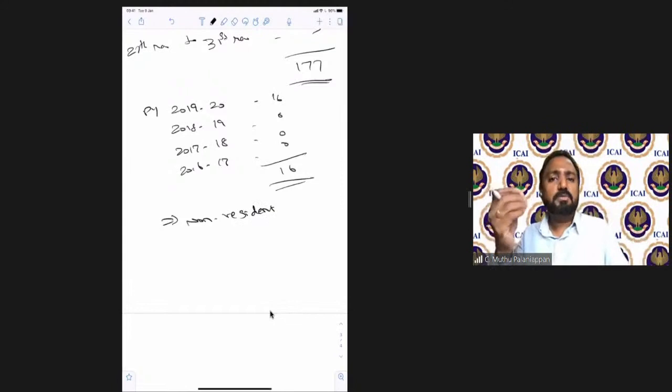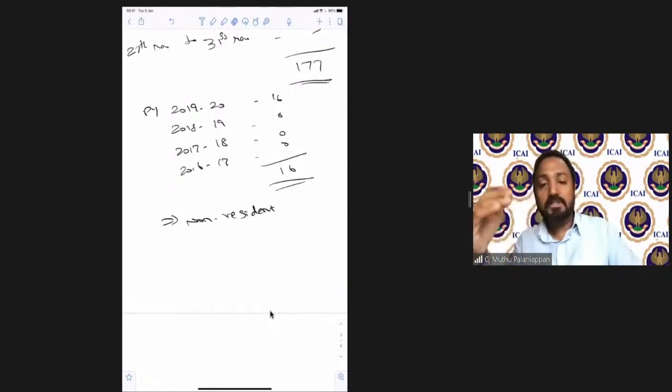So here you have some exceptions, right? In this case, instead of 182 days, the second basic condition uses 60 days or more and 365 days or more in the four immediately preceding previous years. But we have an alternate condition where you are an Indian citizen or a person of Indian origin, leaving India for employment, or coming into India for business or profession, or leaving India as a crew member of an Indian ship.